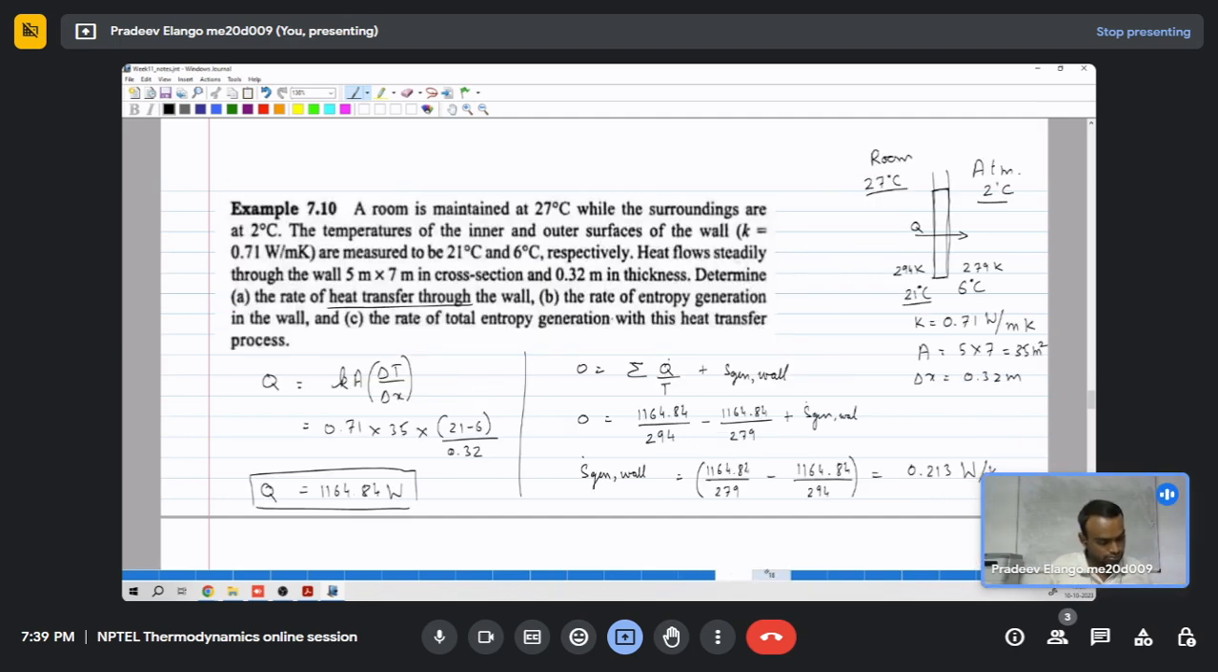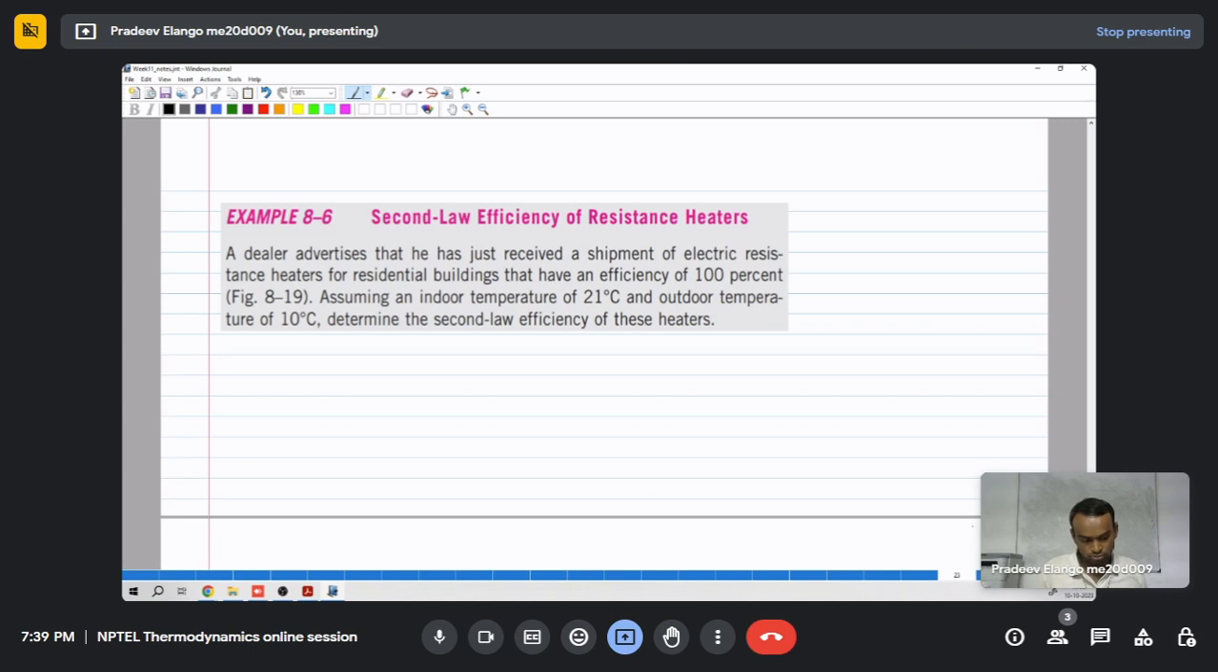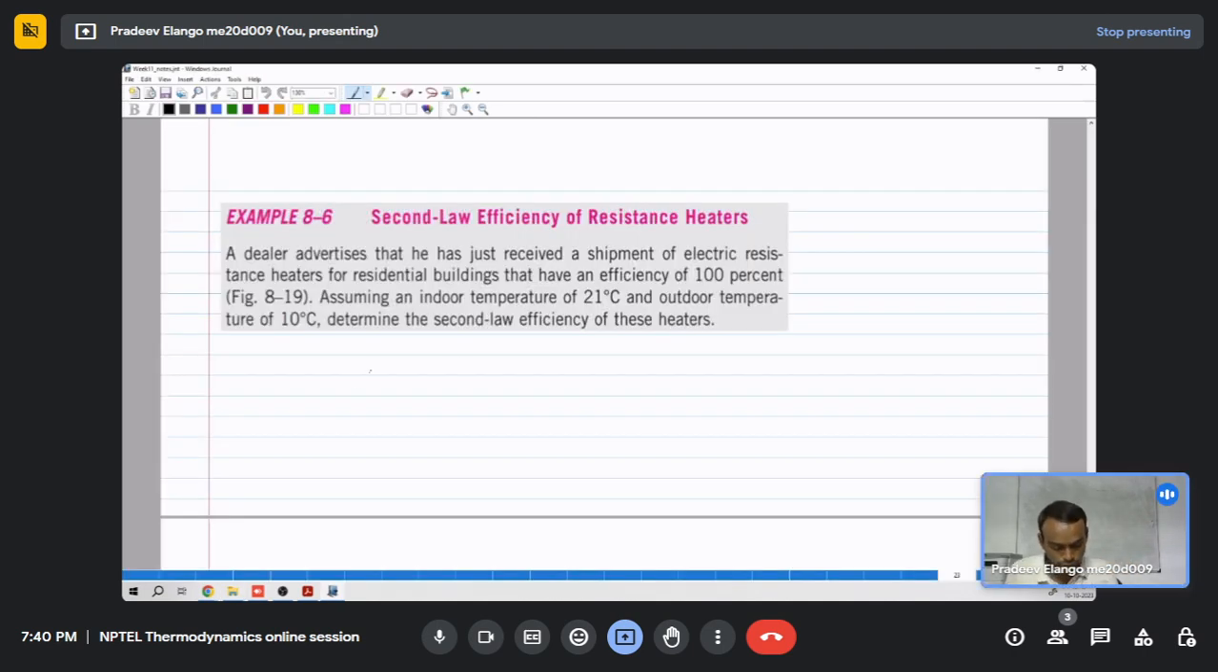So, for example, this is one problem where a dealer advertises that he just received a shipment of electrical resistor heaters for residential buildings that have an efficiency of 100%. Assuming an indoor temperature of 21 degrees Celsius and outdoor temperature of 10 degrees Celsius, determine the second law efficiency of these heaters. So that means a heater is there for a home, and he says that this heater is 100% efficient as per the electrical terms.